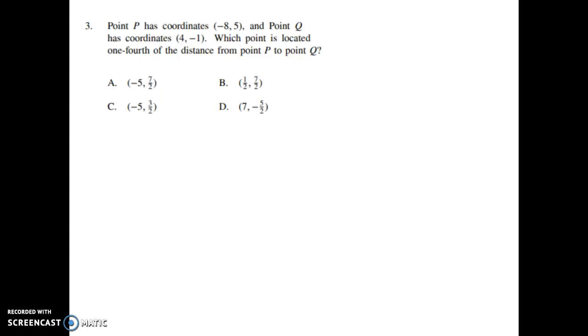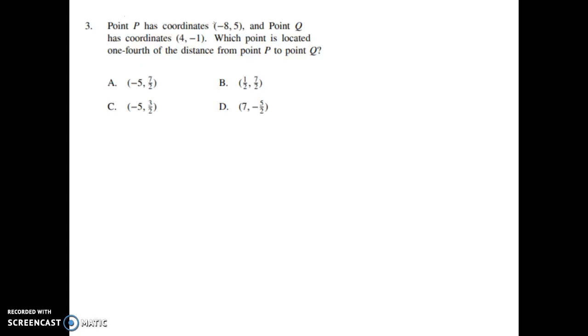Hi everyone. Sorry I couldn't be here today, but this is your last review for the common assessment that you will be taking following class time. So let's start off with number 3 on the very first page. We are going to be jumping around, so let's go ahead and look at these.